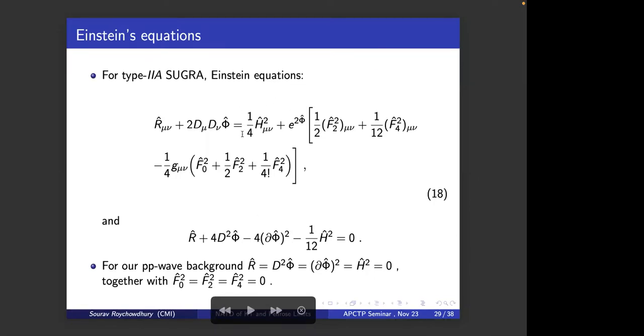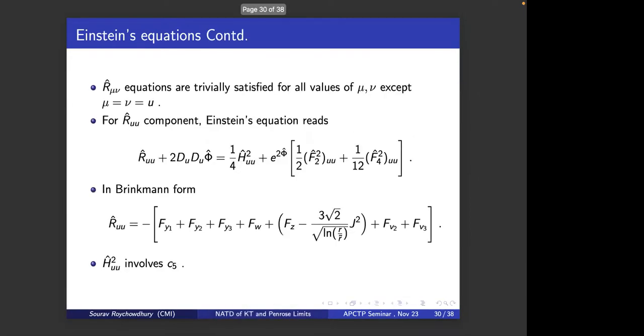However, for the first equation, as we know from the Brinkmann representation, that is the advantage of expressing the PP wave in the Brinkmann form. If you consider the PP wave in the Brinkmann form, the only non-zero contribution of R mu nu comes from the R_UU. So that actually helps a lot in order to fix C3 or C5.